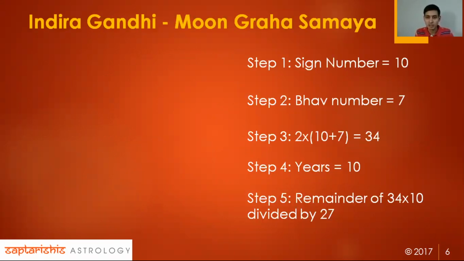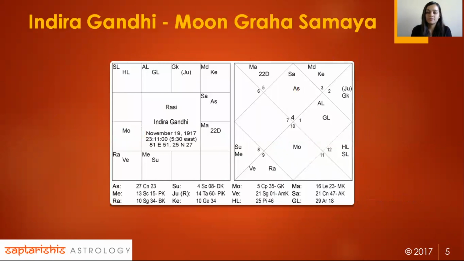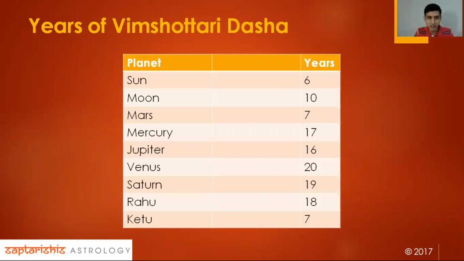And then step number 4 is to identify the number of Vimshottari Dasha years, and that is 10 for the moon. Here if we see, this is 10 years for the moon.